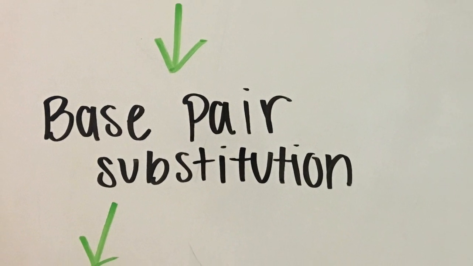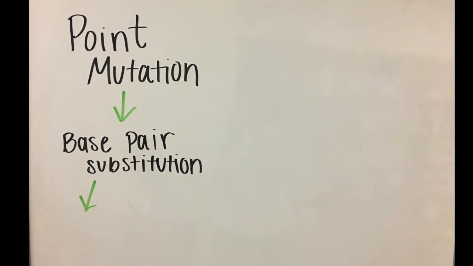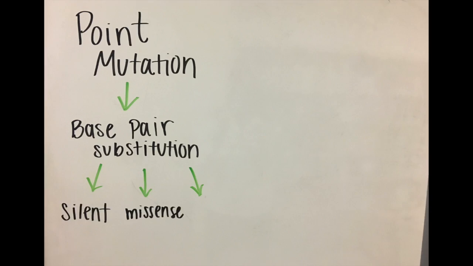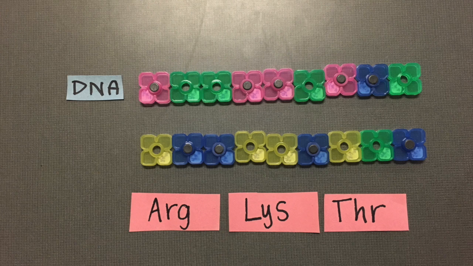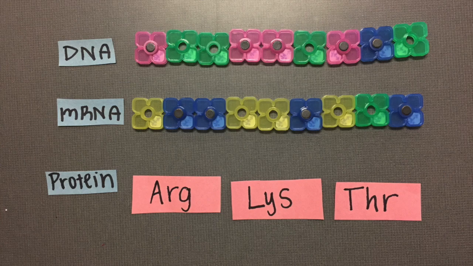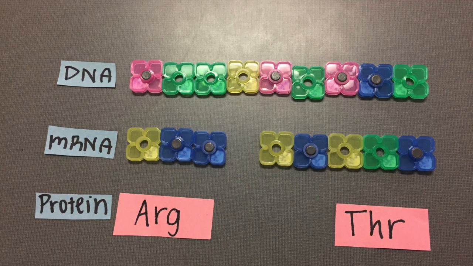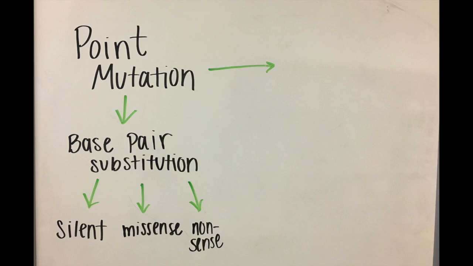Base pair substitutions, which simply replace one pair of nucleotides with another, can be further divided into three categories: silent, missense, and nonsense. In a silent mutation, a change occurs in the DNA and mRNA sequence. However, the mRNA still codes for the same amino acid. Missense is when one amino acid changes. Nonsense is when a stop codon ends the chain.